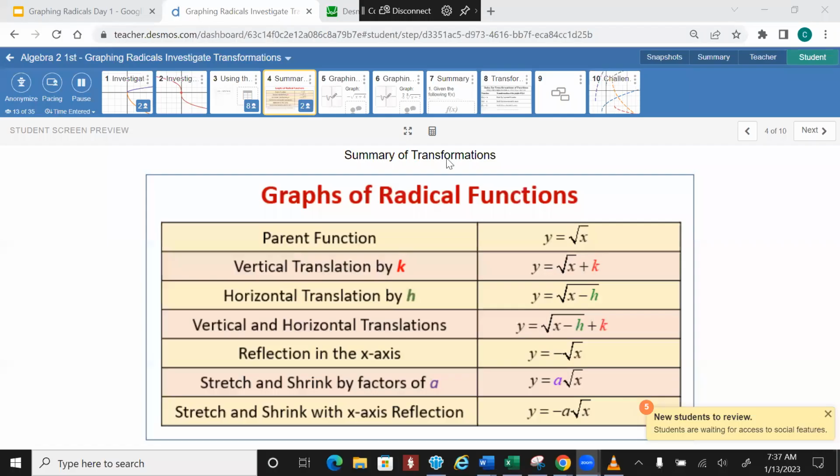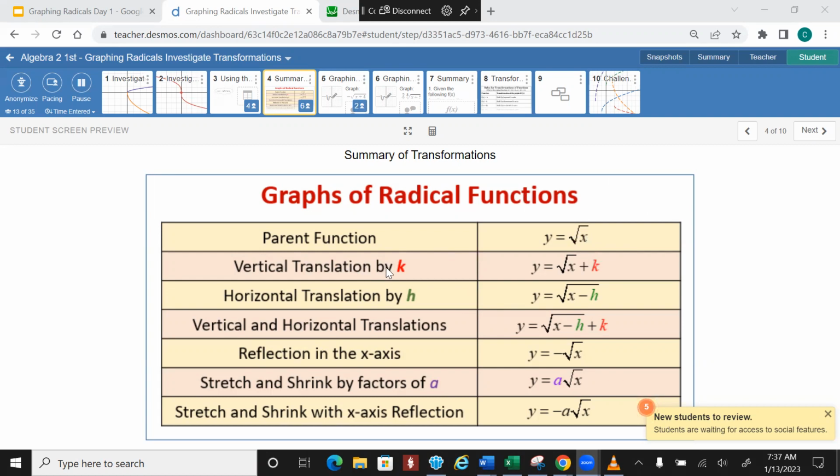So on slide 4, it kind of gives us a summary of what's going on. Y'all know like the parent functions, right? Like you've heard that phrase before, parent functions. Yeah. Okay, so those are the OGs. The parent function is where it always stems from. So you've got the square root of x right here.